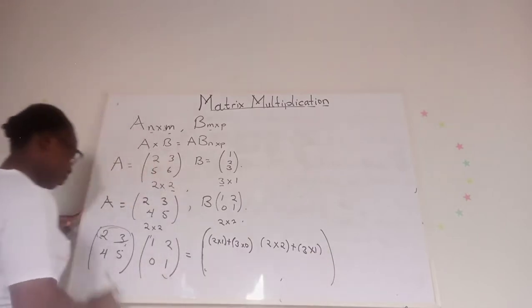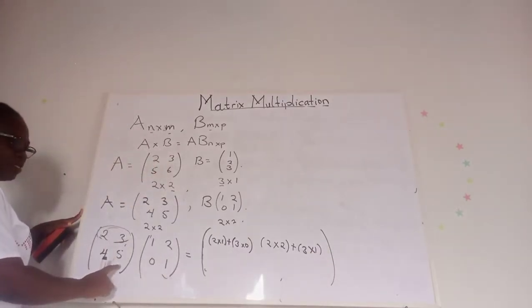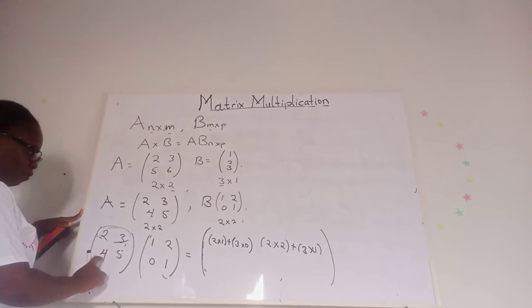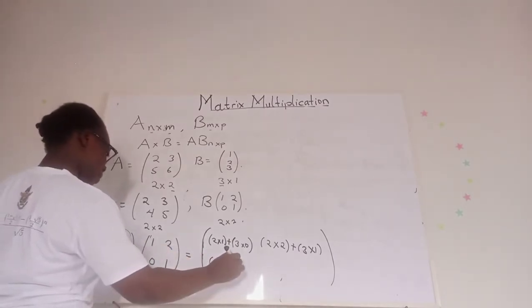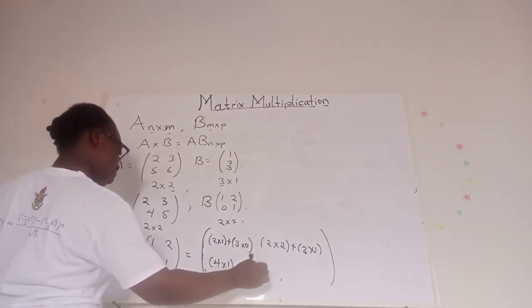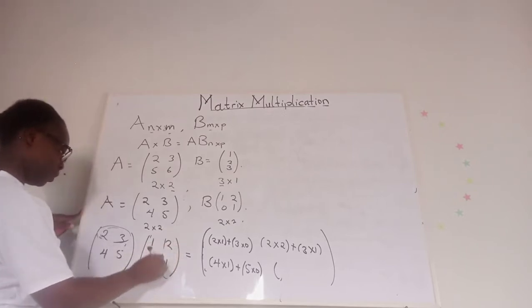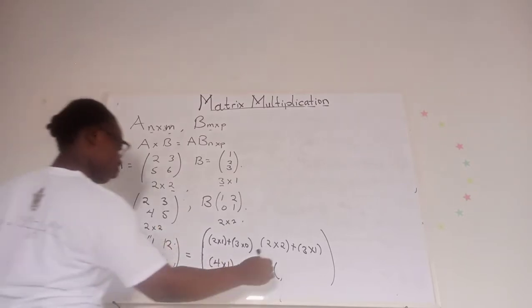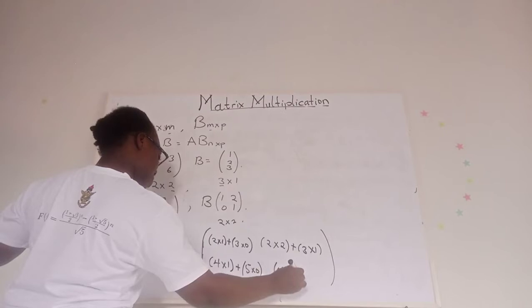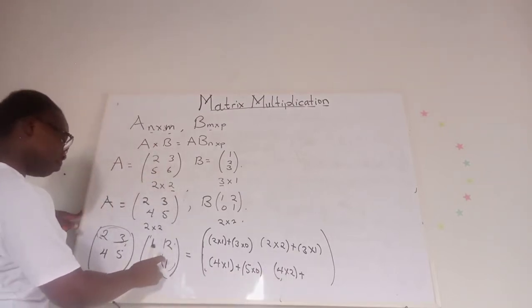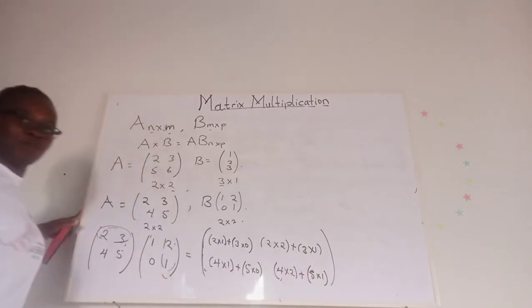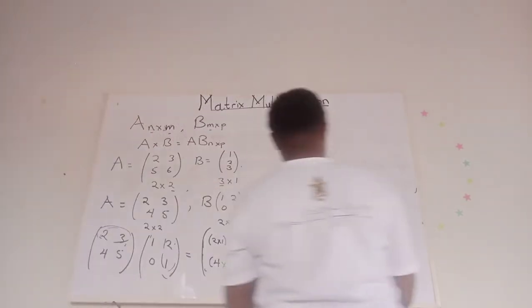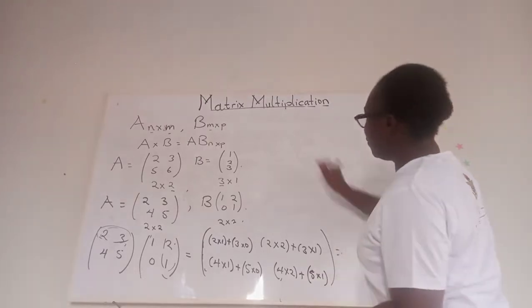Okay, so this is our first row. So we are done with the first row. We come to the second row. So what do I have? 4 times 1 plus 5 times 0. Then for this side, what do I have? 4 times 2 plus 5 times 1. Okay, so that's what I'm going to get.